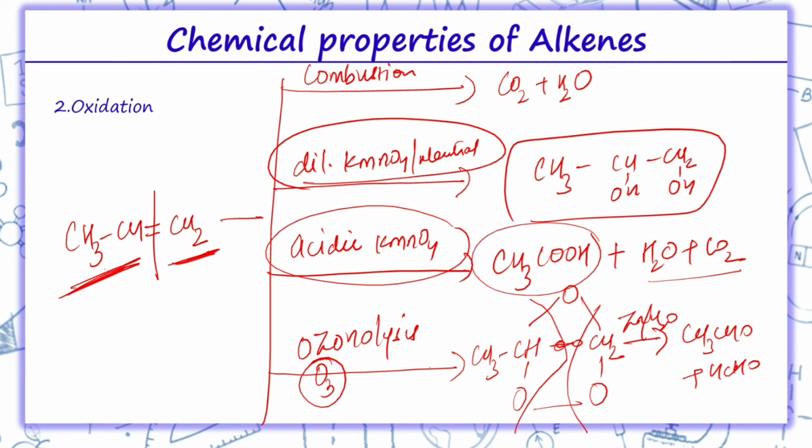Like in acidic KMnO4, where we said we get acids, and H2O plus CO2 if a one carbon acid is there. Same is the case with ozonolysis. The products formed are usually aldehydes only for simple alkenes, and the bond breaks from here only, that is, the double bond is broken and the two parts will give rise to aldehydic groups depending on the number of carbon atoms in the reactant. But if a branched alkene is there, we get a ketone along with the aldehydic group.